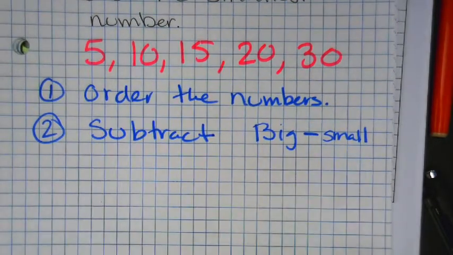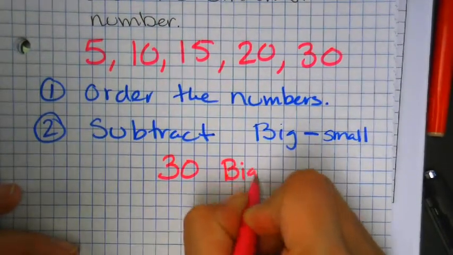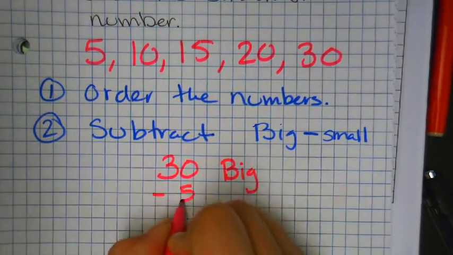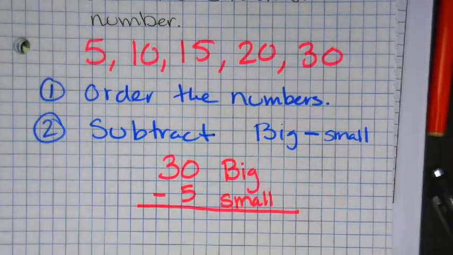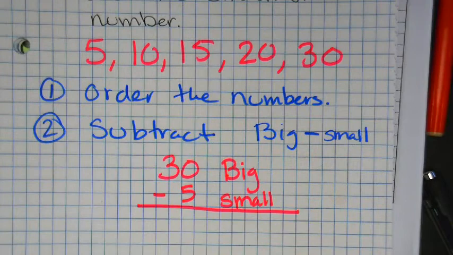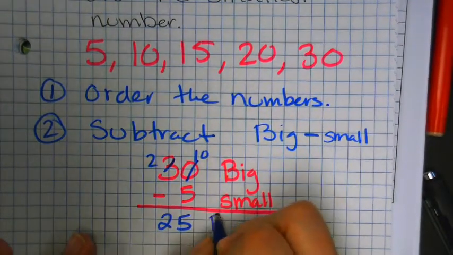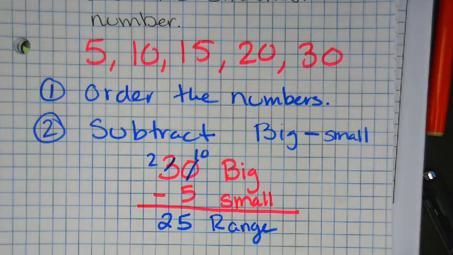Okay. Which is the big number? 30. So you're going to take 30 because that's your biggest number. What's your smallest number? 5. So we're going to subtract 5 because that's my smallest number. What is 30 minus 5? 25. That is called my range. The range is the biggest number minus the smallest number, okay?